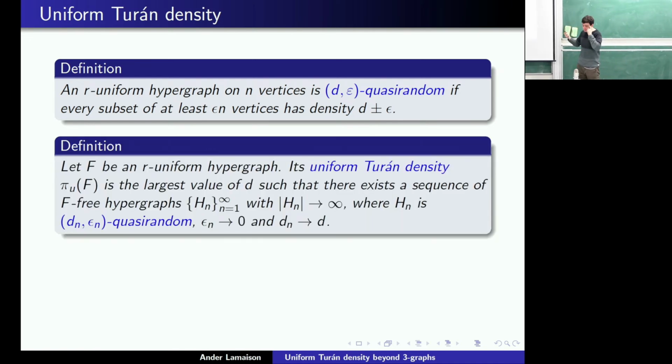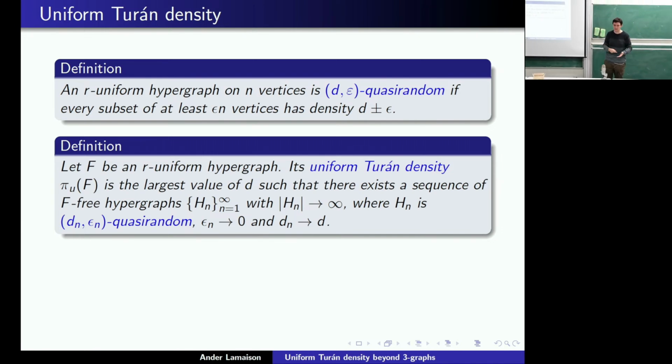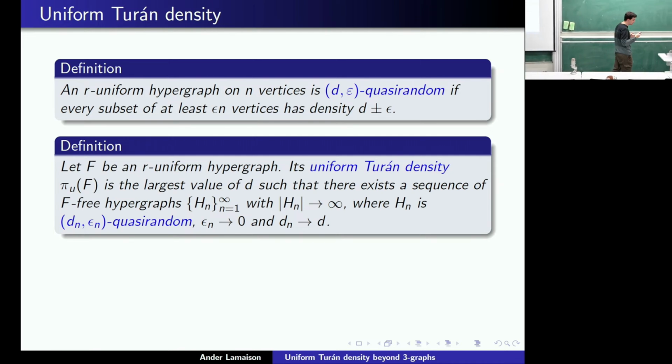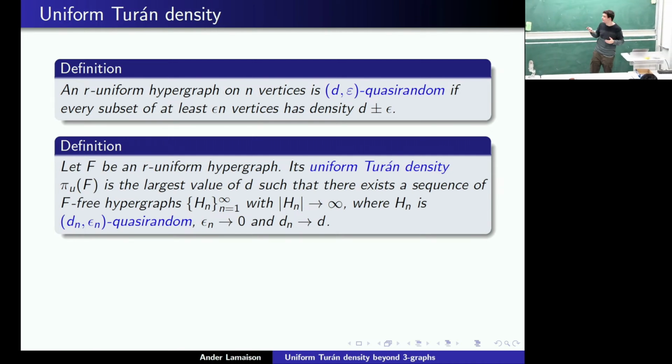And then the uniform Turán density is the largest value of D, such that there exist arbitrarily large, arbitrarily quasi-random hypergraphs with density close to D, which do not contain F as a subgraph. So this is the parameter that we are going to talk about. Is it clear what the parameter is?